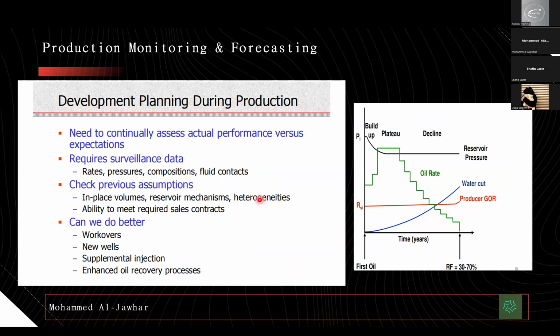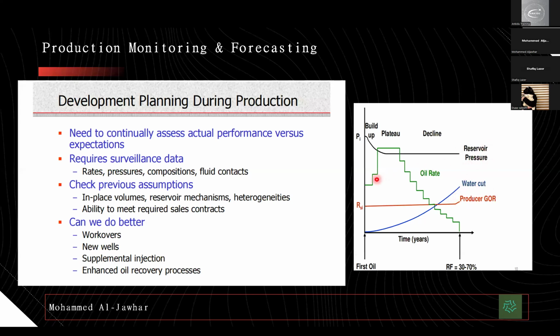So, production monitoring and forecasting. If we move to this part, we can think about how we can develop our production from our reservoir. It depends, as mentioned before, on the plateau rate, how long it is, and when it starts declining. What is the water profile? What is the cumulative water production? What is the cumulative oil production? What is our GOR and our reservoir pressure?